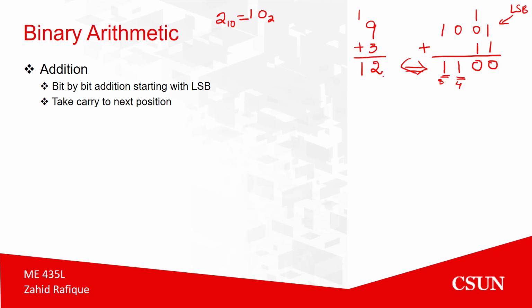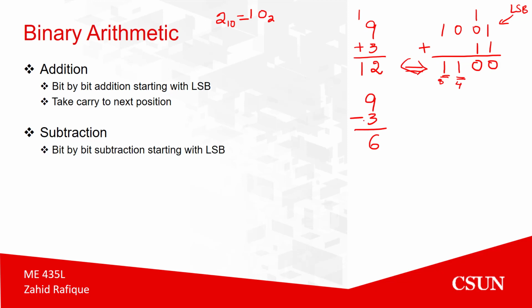Now let's talk about subtraction. Subtraction works about the same way as it would work in decimal number system. So if I take the example of these two numbers again, so 9 minus 3 is going to be 6. In this particular case, I do not have to borrow from the next position, so it was pretty straightforward. The subtraction in binary, you have to do bit by bit subtraction starting from the least significant bit, and you will borrow a carry from the higher position bit if it is needed.